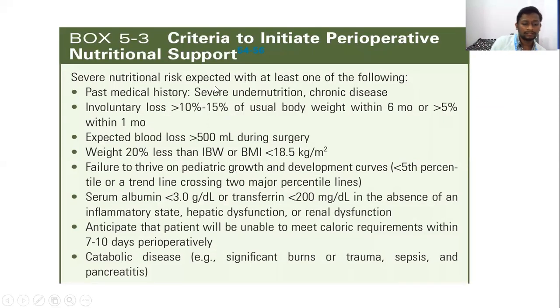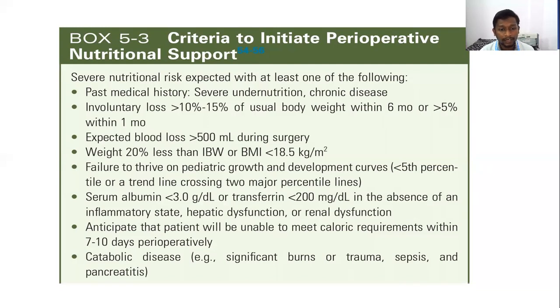If somebody has a past medical history of severe undernutrition or a chronic disease, he can be given nutrition in the perioperative period if he has to undergo surgery. If he has an involuntary weight loss of more than 10 to 15% of usual body weight within 6 months, or more than 5% within 1 month, it means there is malnutrition, and we are supposed to provide nutrition. This forms one of the criteria.